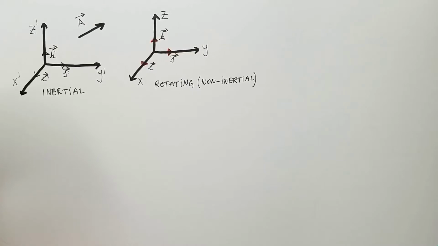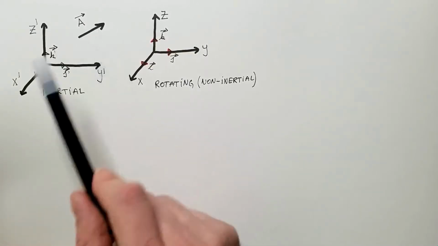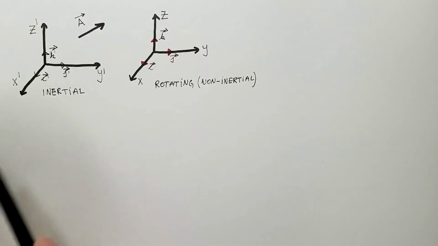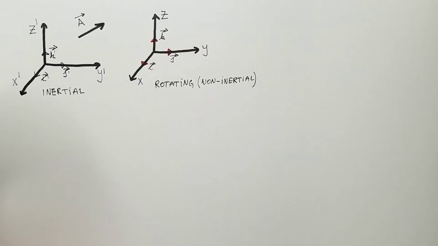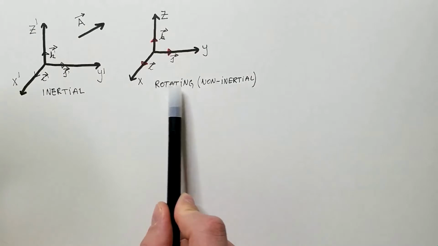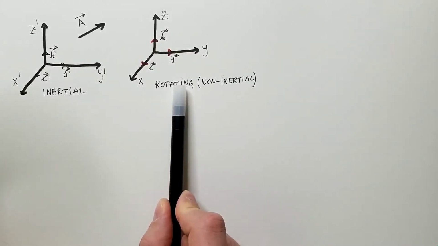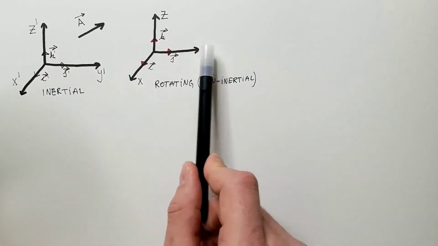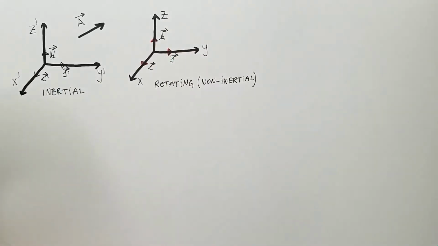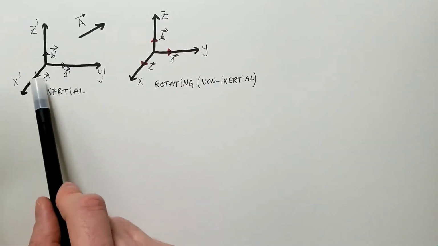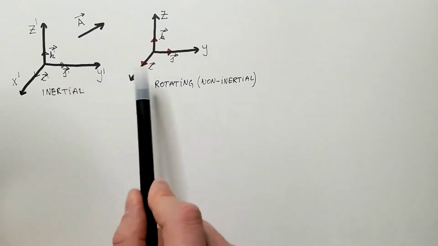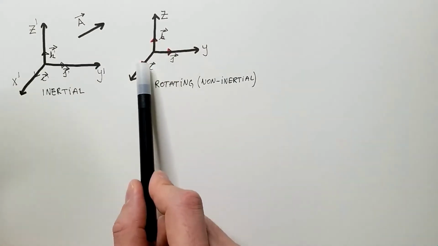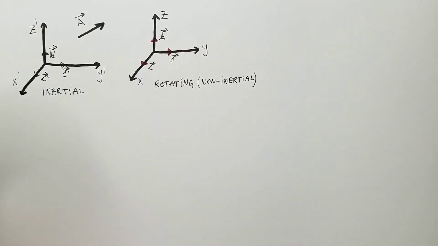Here is the setup of our problem. I have a generic vector A and two coordinate systems. One is inertial, and I will use prime variables to indicate the inertial reference frame, and I have a non-inertial, in this particular case rotating, coordinate system. And I will use variables without primes to indicate this coordinate system. Each coordinate system has unit vectors i prime, j prime, k prime, and this one has i, j, k, and I use these red arrows to indicate these unit vectors.